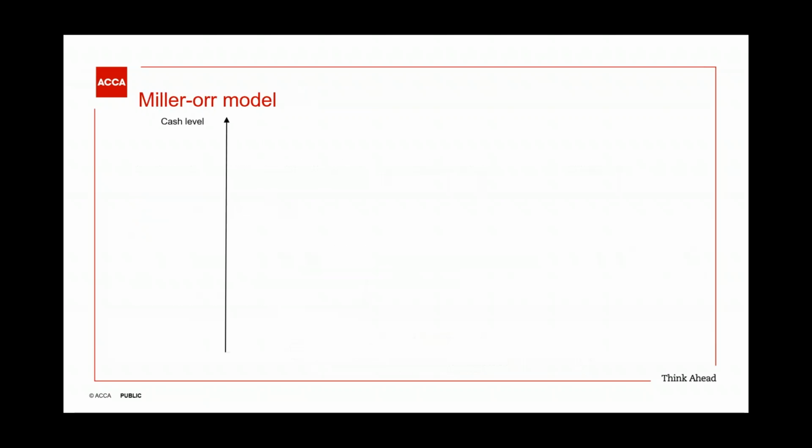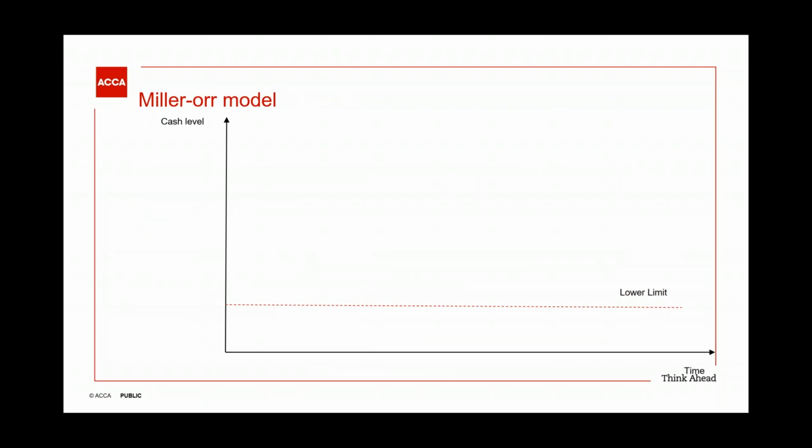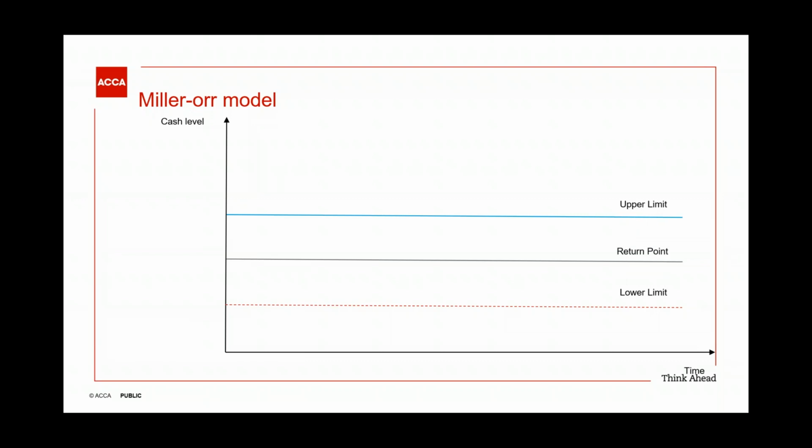So what happens in this Miller model is, over time, you will now have a lower limit, an upper limit, and you'll have this return point. So that's your spread. The difference between the upper limit and the lower limit is your spread. The cash flow is allowed to wander between the lower and the upper limit.